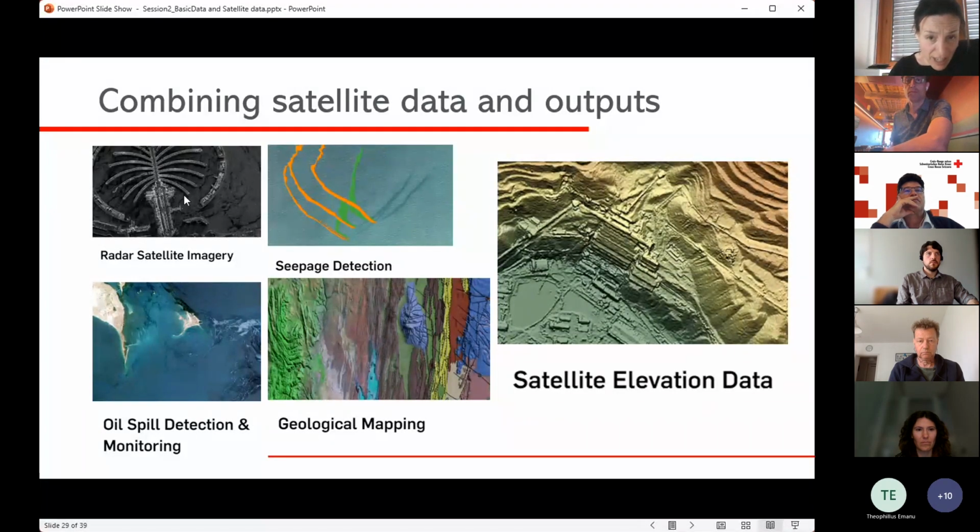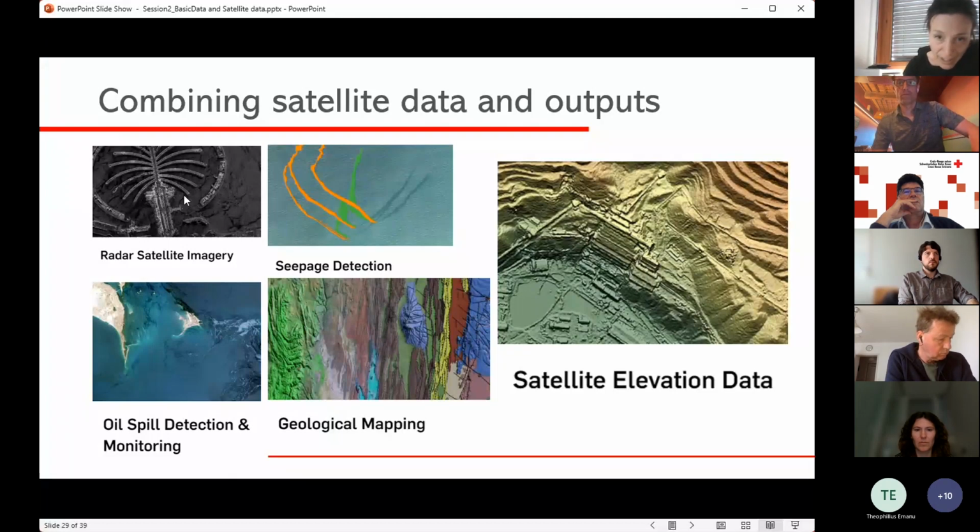Then seepage detection, for example, for oil spills, we have another one there, oil spill detection and monitoring that is widely done by many nations. Because oil on the surface of the water forms a film that is like a mirror. So the radio waves are reflected directly out. There is no return from that area, so it builds black holes, and that can easily be seen or visualized in the data that we are recovering from these analyses. Then we can do geological mapping, and of course can use that data also to create elevation data.